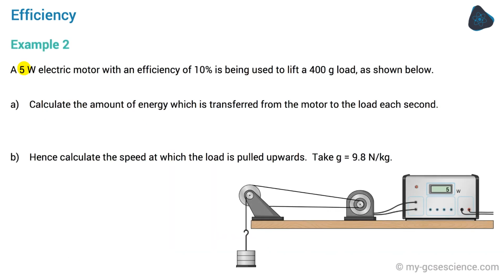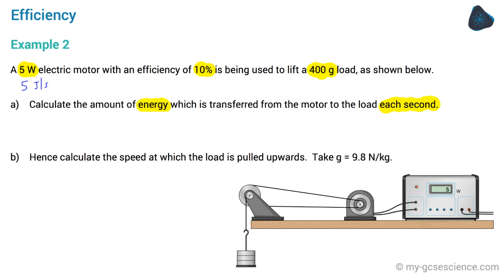As you can see, a 5-watt electric motor with an efficiency of 10% is being used to lift a 400-gram load. In part A, we're looking for the amount of energy transferred from the motor to the load each second. So where do we start? Well, where we start is by realizing that a power of 5 watts tells us that the motor is transferring 5 joules of energy per second.